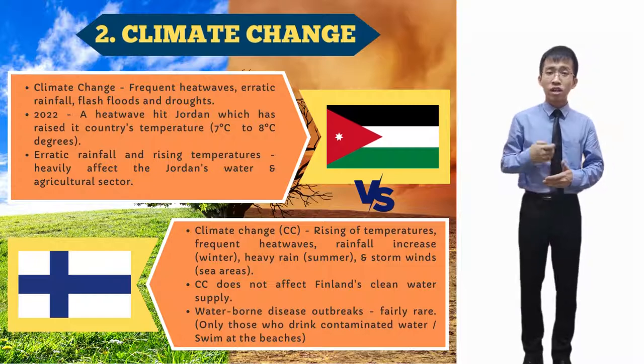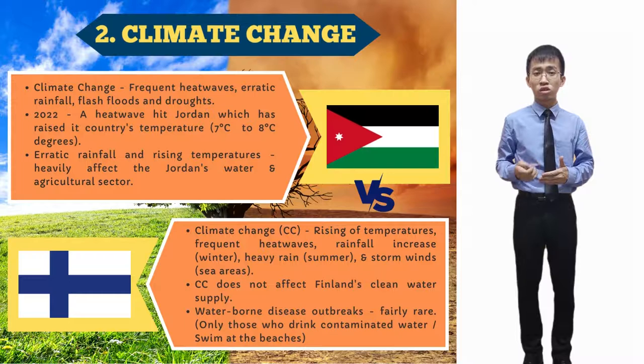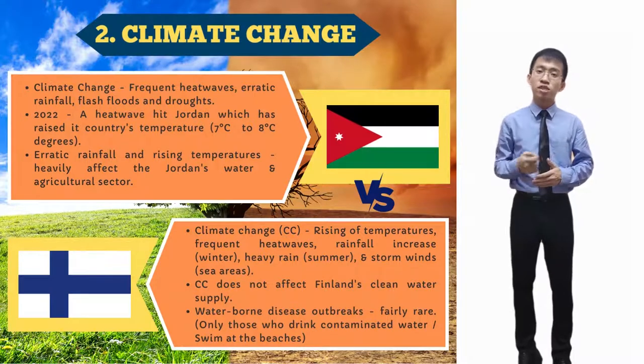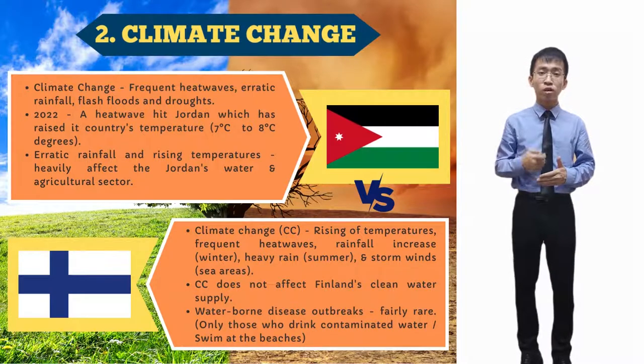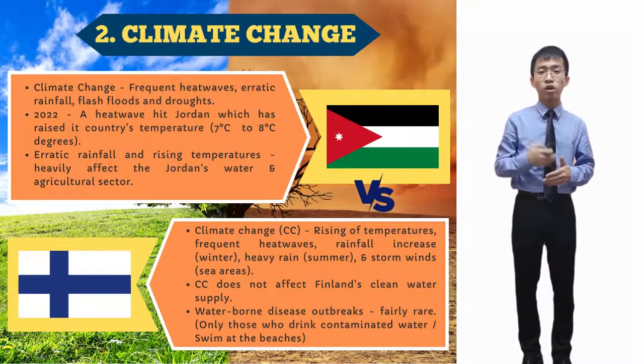However, climate change in Finland does not generally affect its country's clean water supply. Still, waterborne disease outbreaks do happen due to climate change, but only for those people who drink contaminated water, as well as through the recreational use of water bodies such as swimming at the beaches and lakes.